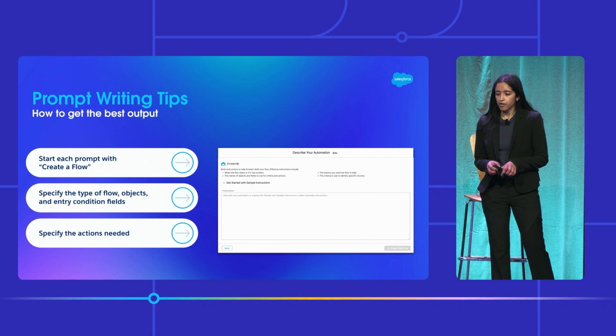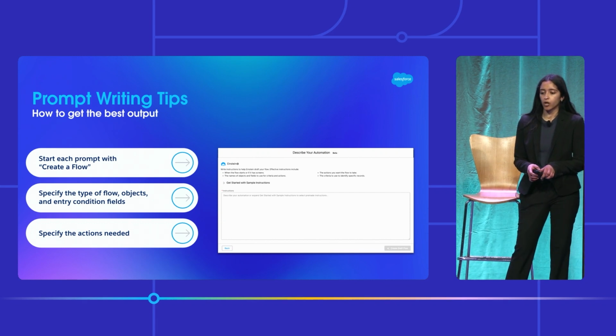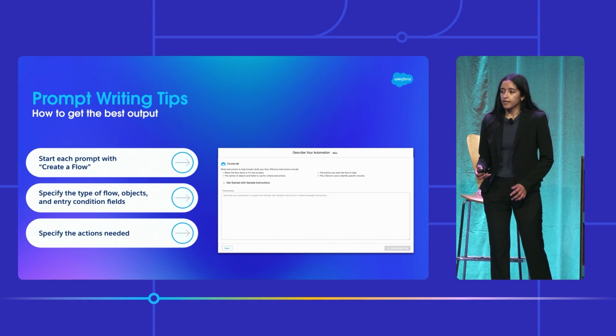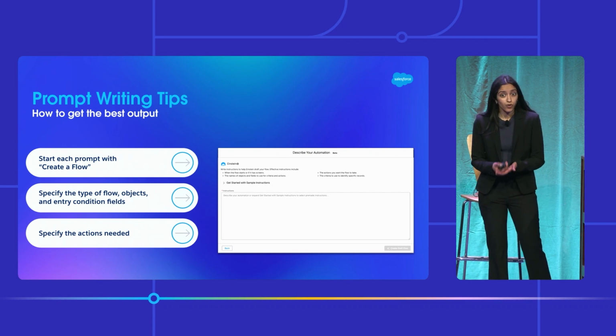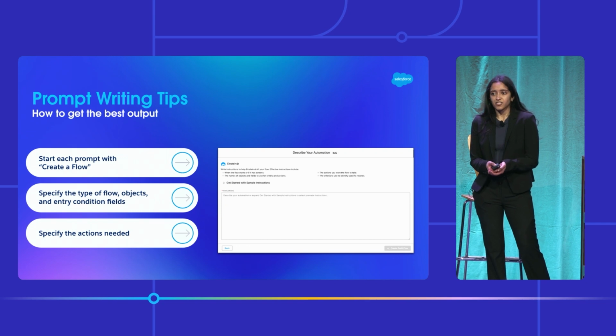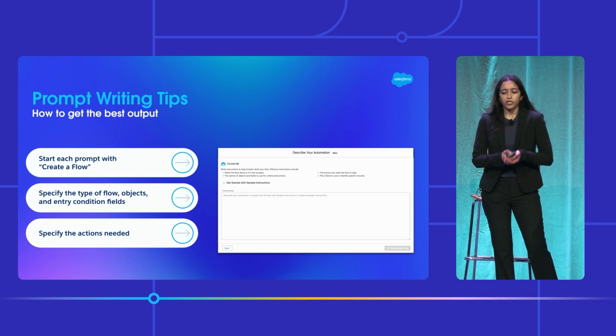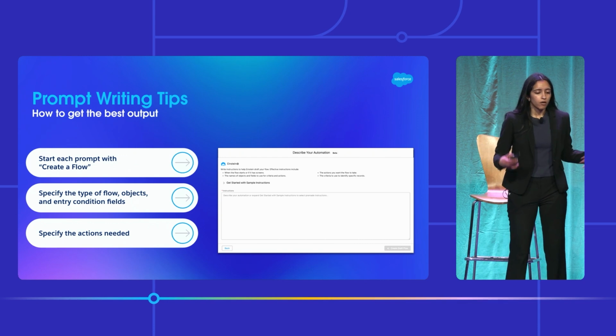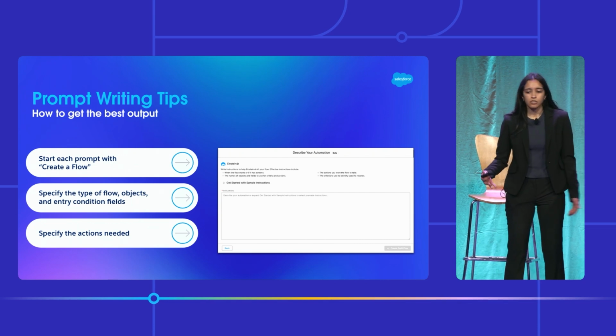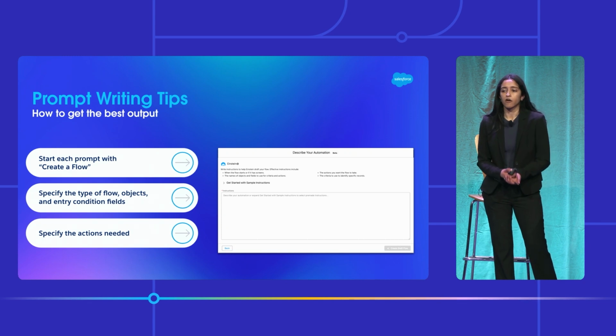And before I hand it off to Zaewon, I just wanted to go through some prompt writing best tips. As I alluded to in the flow generation demo, a better prompt always yields a better flow. So a couple of things, just to be a little bit more prescriptive, starting each prompt with the phrase create a flow, being very specific about objects, fields, entry conditions, all of that good stuff is really, really helpful. So yeah, this is a good slide to take a picture of, definitely.